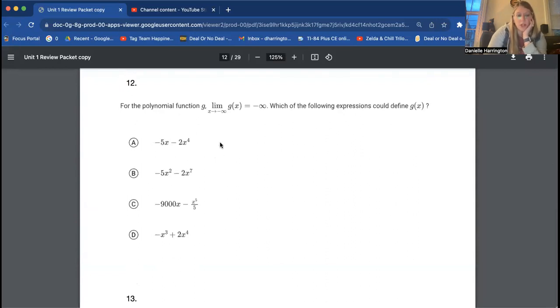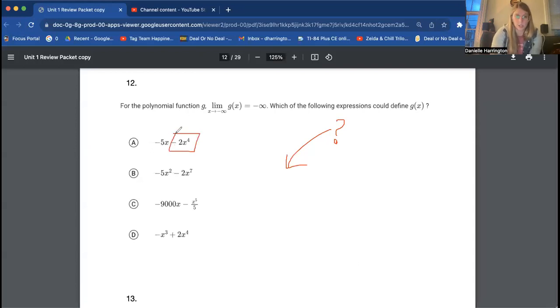For the polynomial function g, as x decreases without bound, or as x approaches negative infinity, my output values also approach negative infinity. Which of the following expressions could define g of x? So I have no idea what's going on to the right, but I know that to the left, my end behavior is pointing down. So now I'm going to look at each of these functions and determine if they satisfy that.